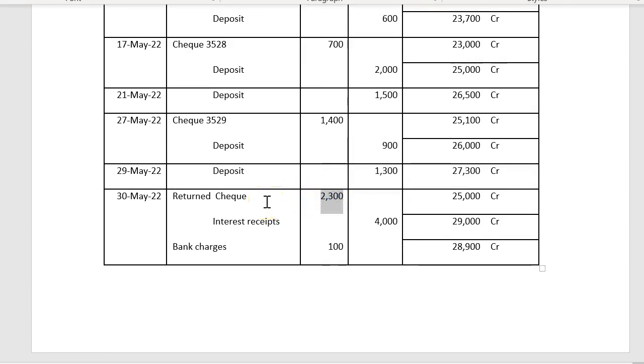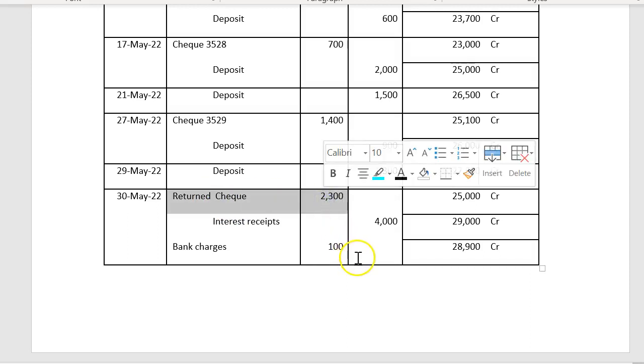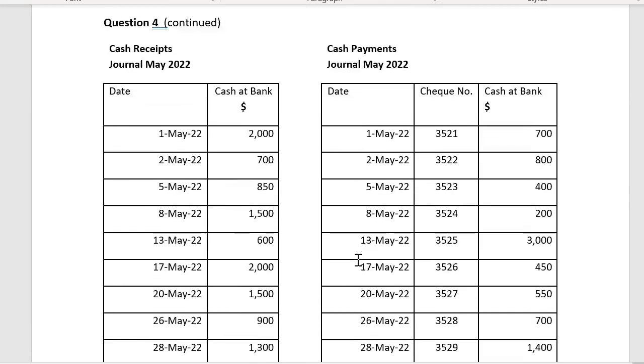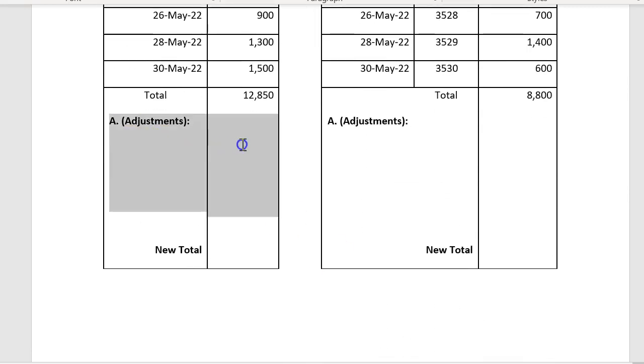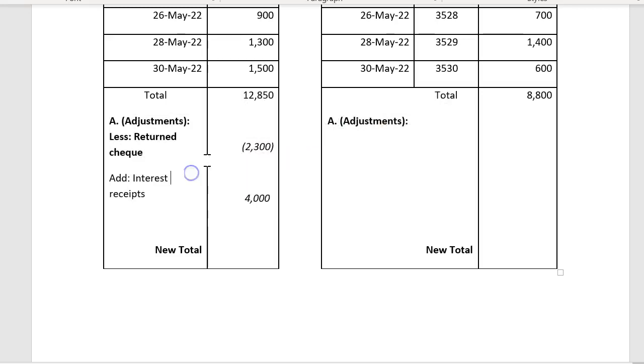Now, return check is also called dishonored check. Do we adjust our bank statement or our cash at bank general ledger? For return checks, you need to adjust your cash receipts journal. Return checks appear on the debit side of the bank statement, and we need to subtract it from the cash receipts balance. So adjustments: we less return check, 2,300.